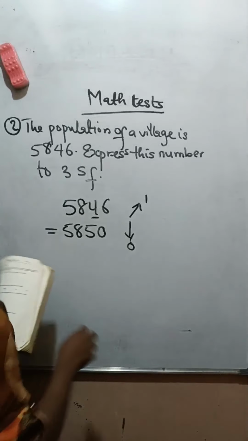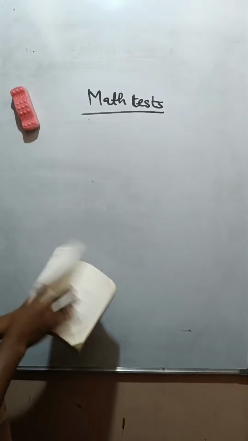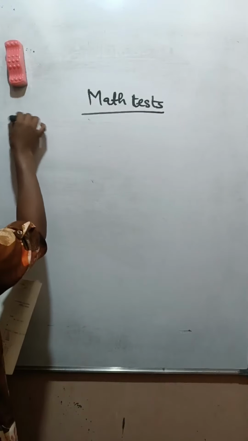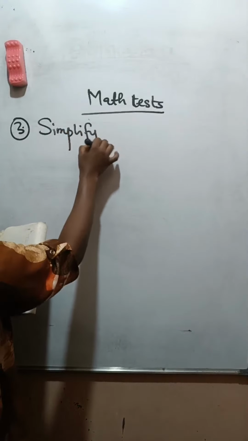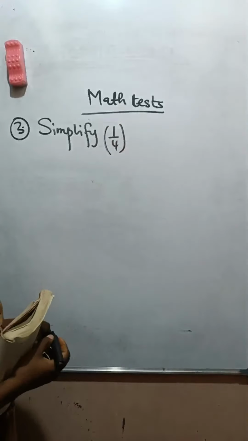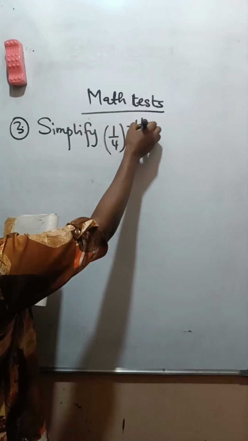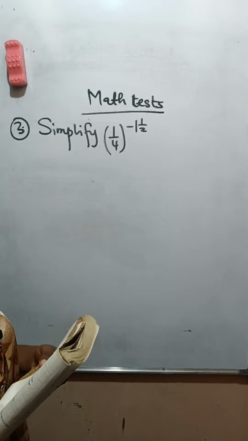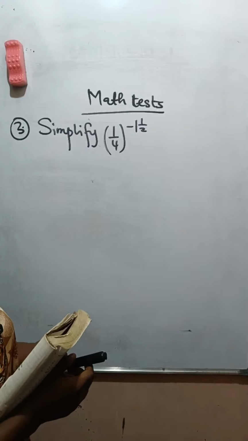All right. Now we have the 3rd question. This question says we should simplify 1/4 raised to the power of minus 1 whole number 1/2. 1/4 raised to the power of minus 1 whole number 1/2.